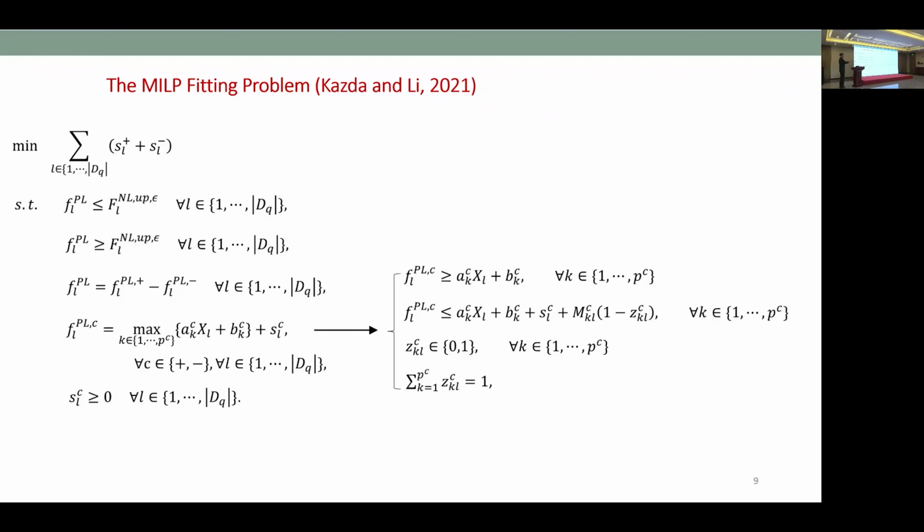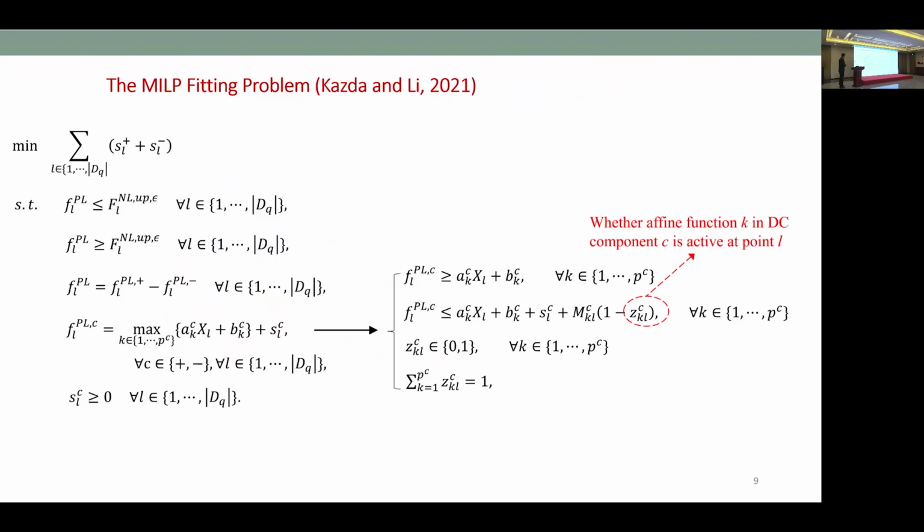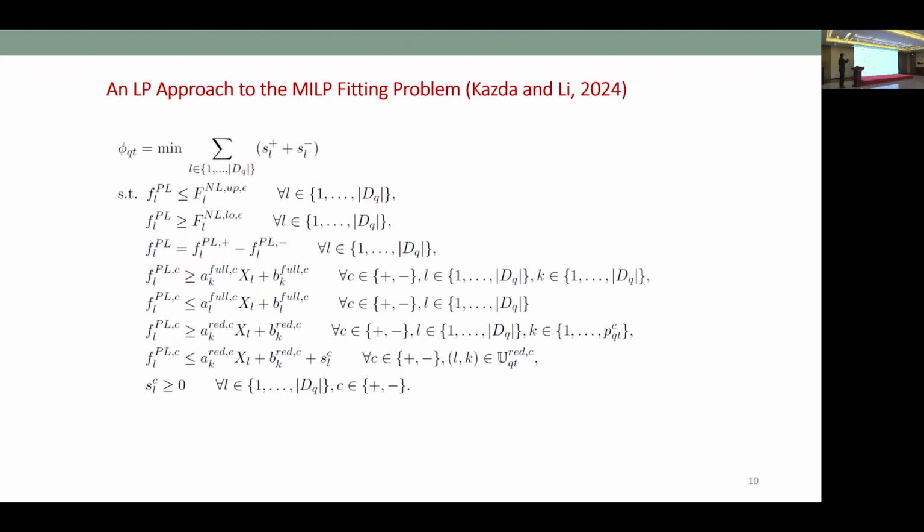Then we came up with a better approach. We don't solve this problem directly. We are trying to formulate the fitting problem as a linear program. Because of the time limit, I don't have time to explain the full logic behind this reformulation. But basically, we are simultaneously deciding two sets of piecewise linear approximation. One we call the full order piecewise linear approximation. This is like a reference model for us, and we don't want to use that. We actually want to use a reduced order piecewise linear function by solving this linear program.